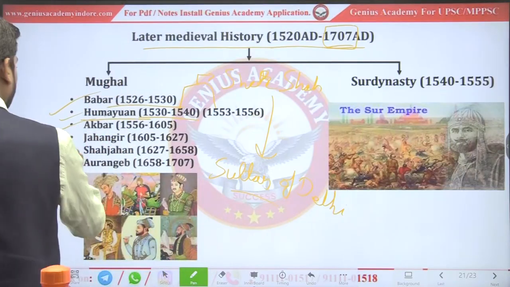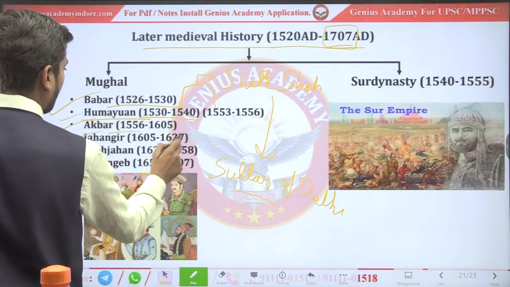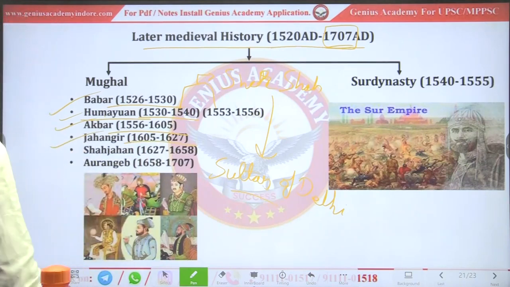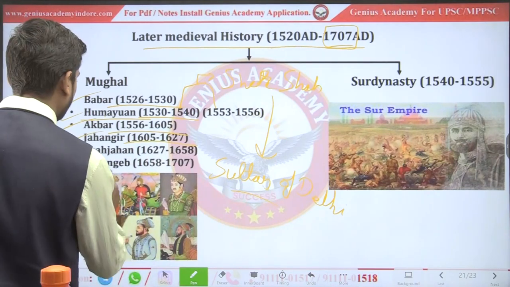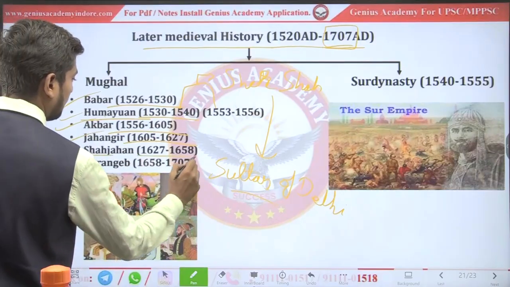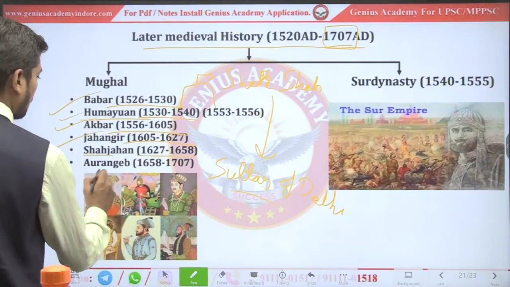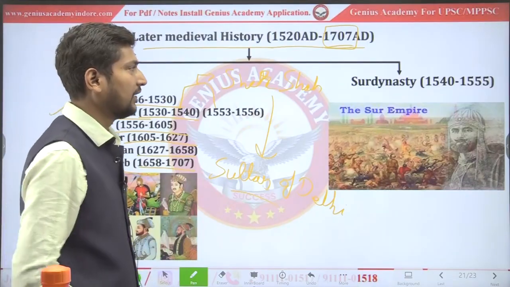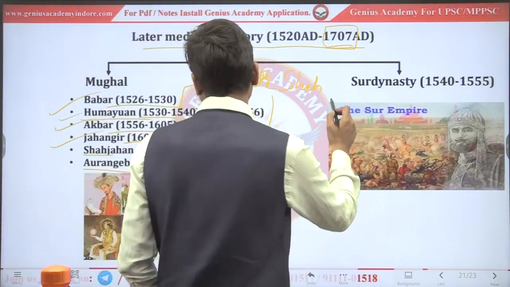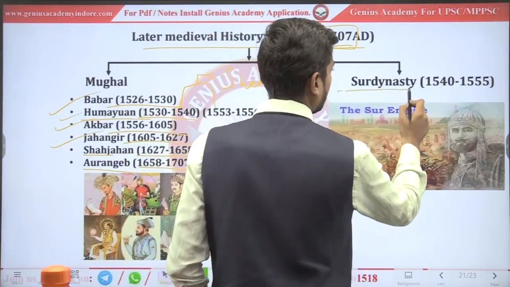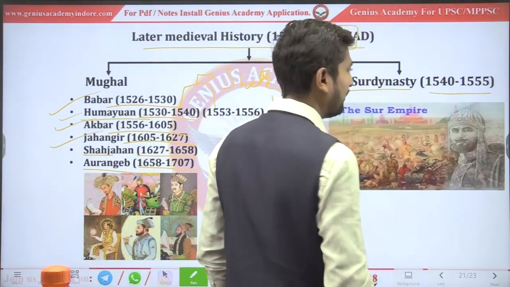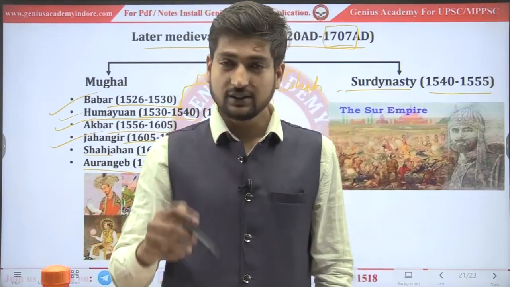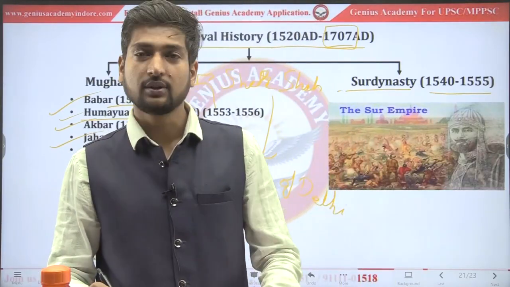After that, Akbar, Jahangir. Akbar is from 1556 to 1605. Jahangir is from 1605 to 1627. Shah Jahan 1627 to 1658. Aurangzeb 1658 to 1707. And during that period, there is the Sur dynasty, which is from 1540 to 1555, which was ruled by Sher Shah Suri.